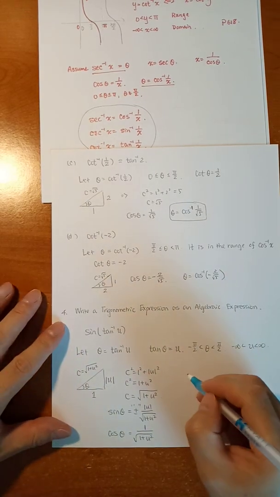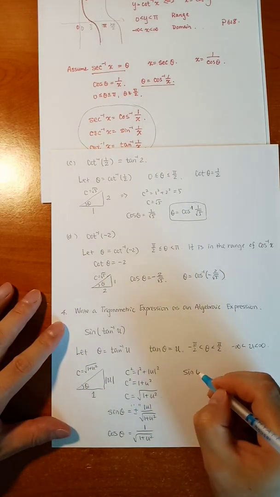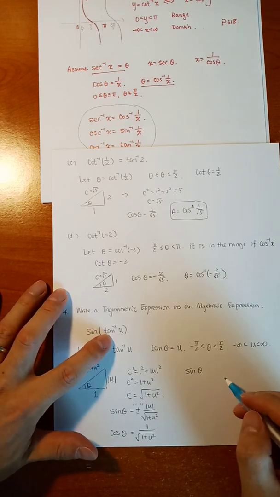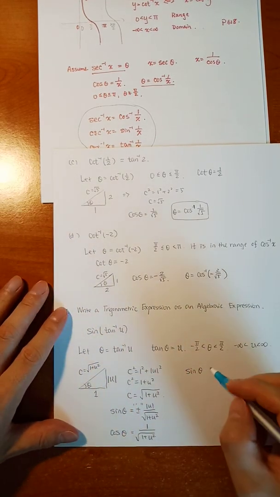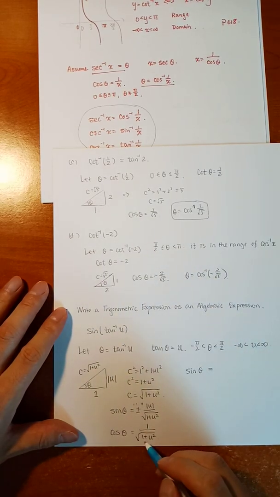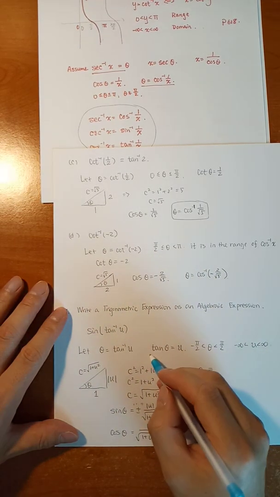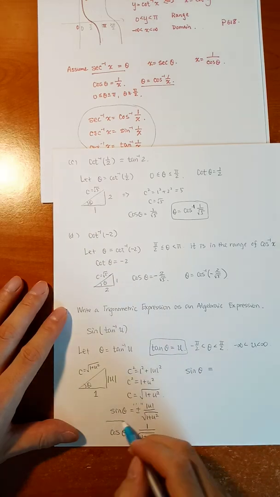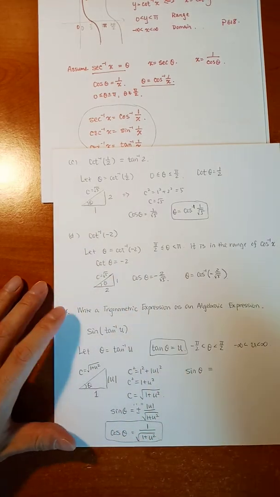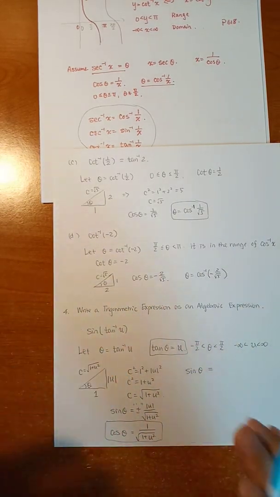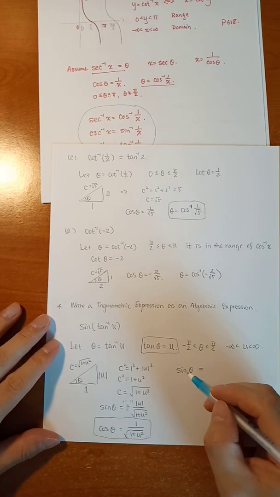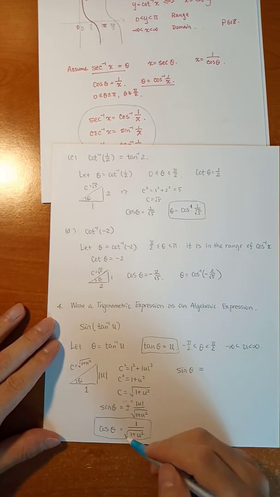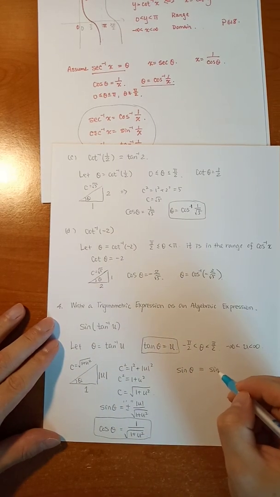Okay, so I know what cosine theta is for sure. Good. Now let's see what we can do. I'm looking for sine theta. Theta is tangent inverse, but I only know cosine. Actually, I also know tangent. Those two values we know for sure. Then how do we get sine from tangent and cosine? So I'm going to do the following thing.